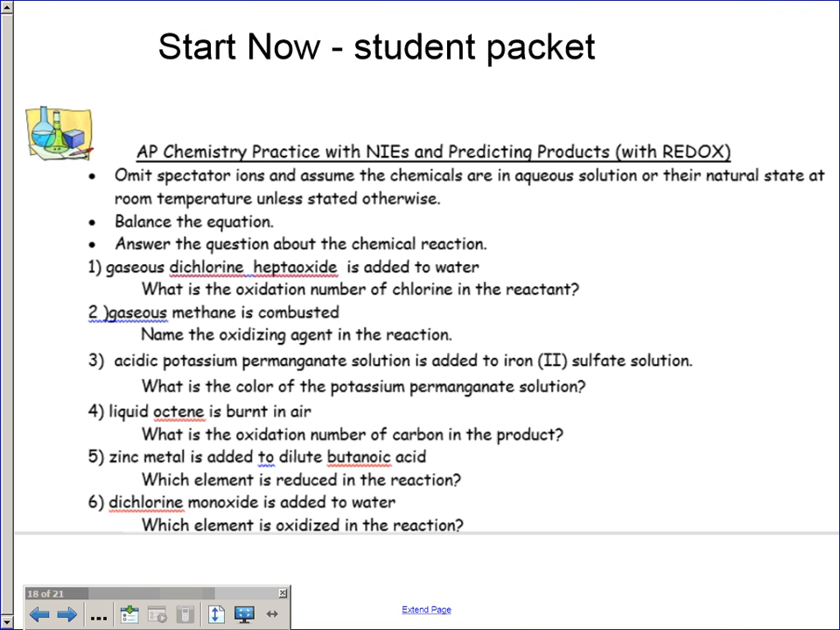I'm going to tell you guys you're doing 1 through 10, and I'll just tell you this now in case you finish your lab early. Find this on your packet. It says, practice with NIEs and predicting products with redox. There are 10 reactions there, and each of the reactions has a sub-question that goes along with it, kind of like last unit when we had that sub-question that went along with it.